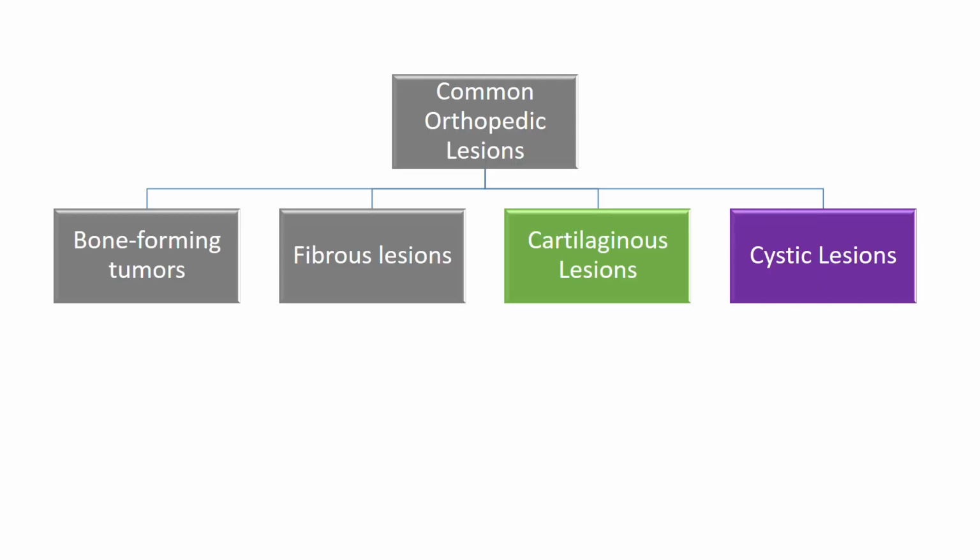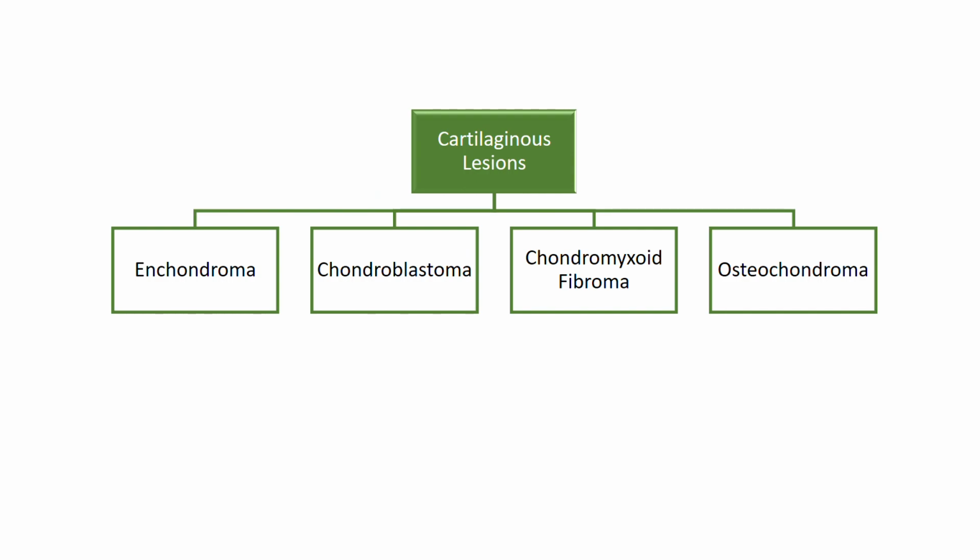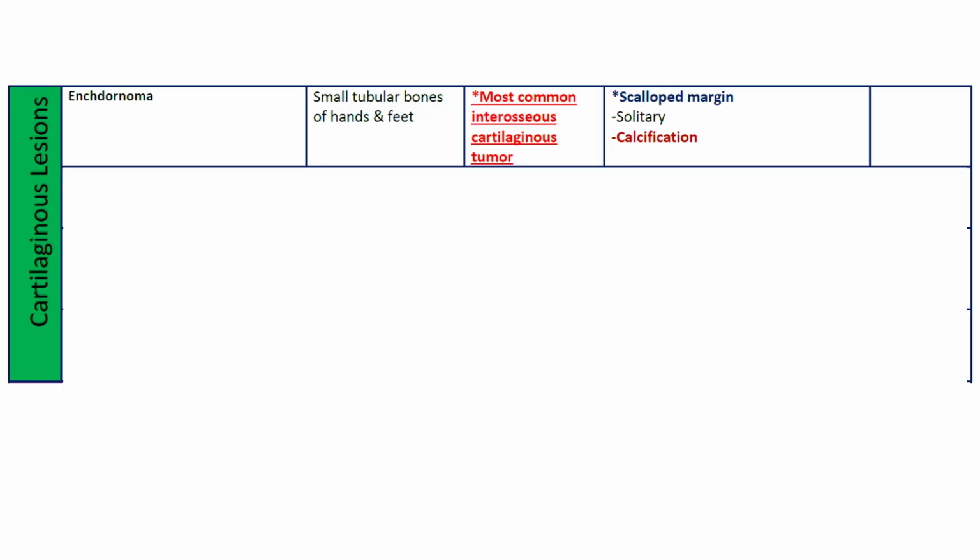Now let's move to cartilaginous lesions. We have four main lesions: enchondroma, chondroblastoma, chondromyxoid fibroma, and finally osteochondroma. Starting with enchondroma, because it is the most common intraosseous cartilaginous tumor, and this information is very important because it commonly comes in MCQs. Most commonly affected bones are small tubular bones of hands and feet. The margin is usually scalloped, lesions are solitary, and there is usually associated calcification.